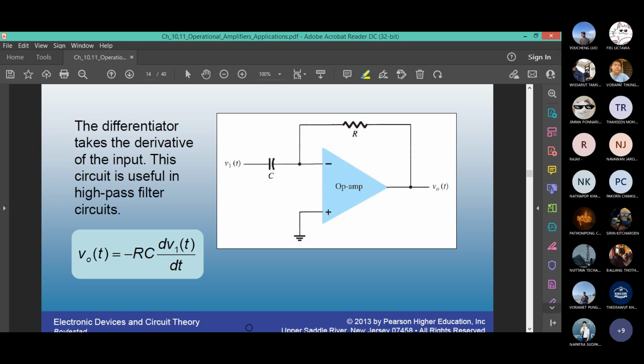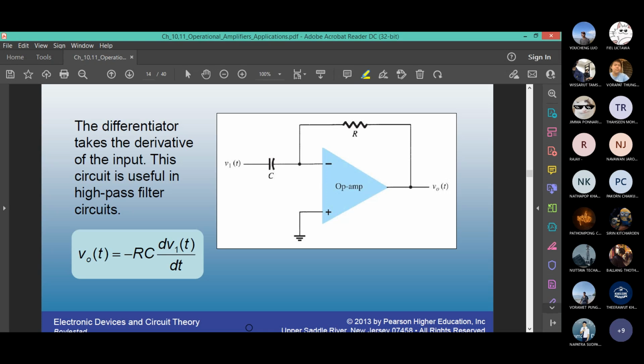Again, minus sign for the inverting pin. Minus RC times dV over dt. We are assuming V is a function of t, V1(t), so dV1(t) over dt.